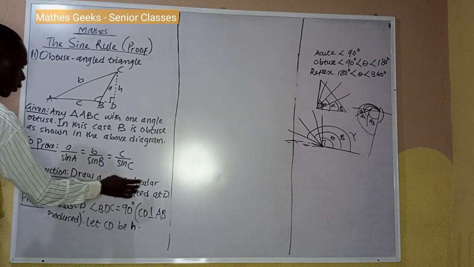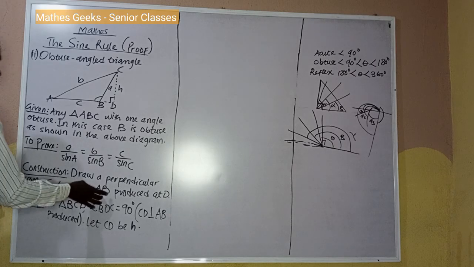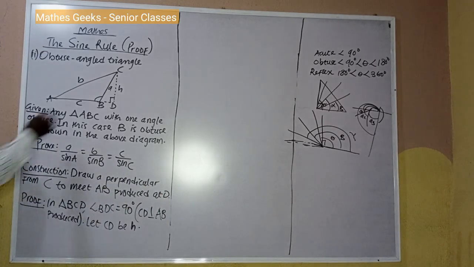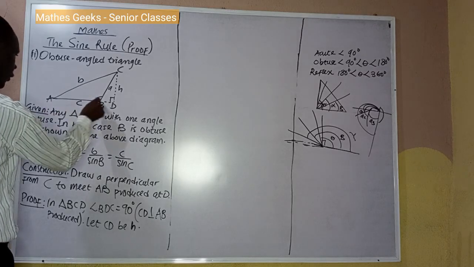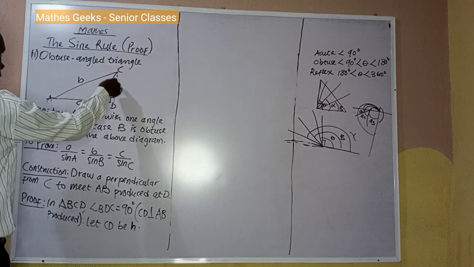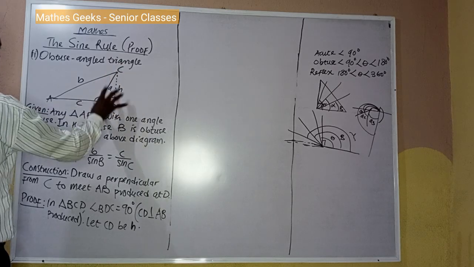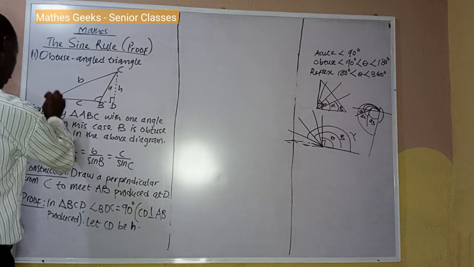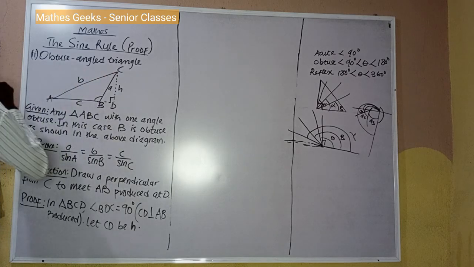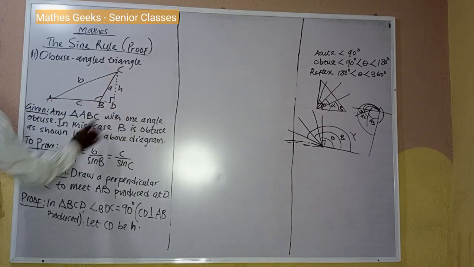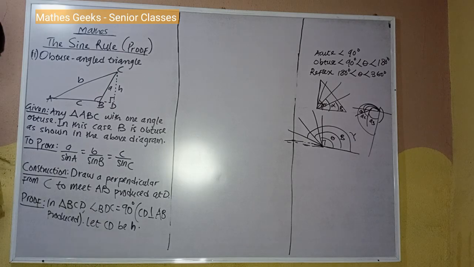And what do we need to do in order to prove this relation? Construction: draw a perpendicular from C to meet AB produced at D. So there's going to be an extension. We need to extend AB to point D, and then produce a perpendicular. So when we do that, we're going to have two separate triangles, triangle ACB and triangle ACD together. So let's get into our proof.